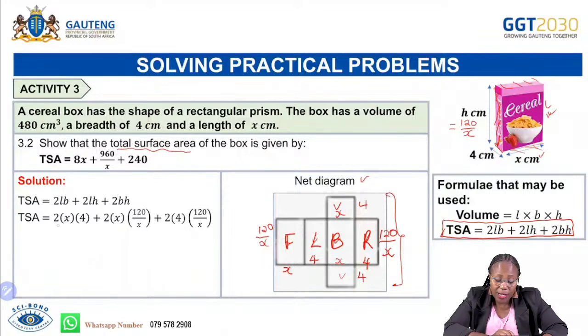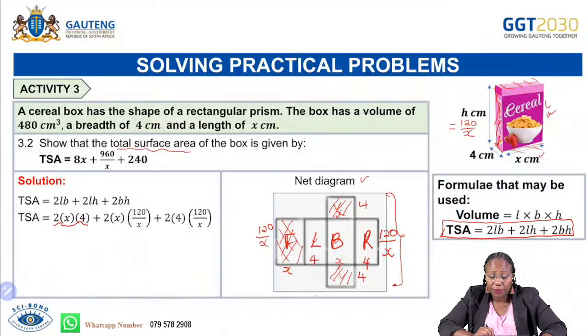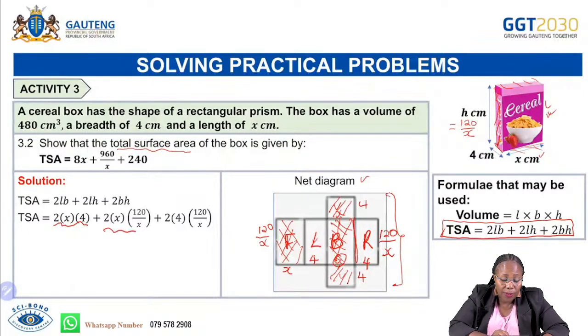We are having 2 times x by 4. That means we are taking x by 4. So x by 4 is this shape here and that one. How many do you have? 2 of them. That is why we are saying 2 times x by 4 there. And then the next one is saying 2 times x by 120 over x. X by 120 over x, we are talking about this flat rectangle there. X by 120 over x is another one, this one, which is having the x by 120 over x side there. So that is why we are saying 2 of them.